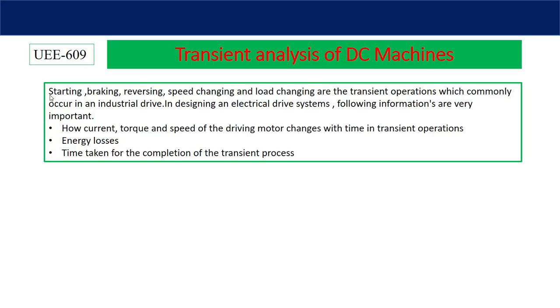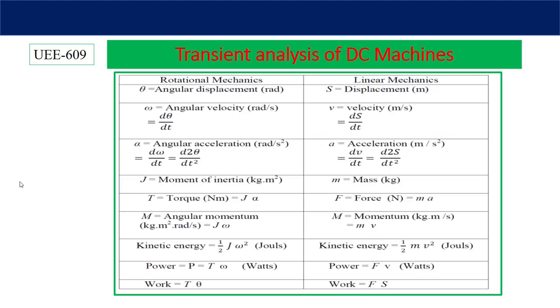If we are going for starting, then how much time the drive system will take to reach the desired speed from 0, or the operating current from 0. Similarly, torque. Then what kinds of losses take place in the drive system, and the time taken for completion of this transient process. Before discussing those things, here is a comparison between rotational and linear systems.